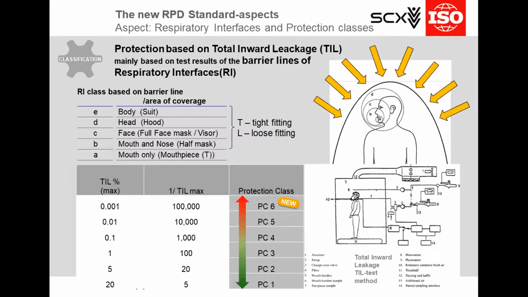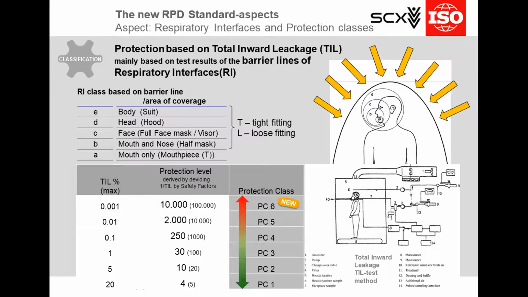The class 6 is new compared to other classes in other standards. It's a total inward leakage of 0.001. That is a factor of 100,000. The ISO approach is not using the direct factor, but ties into the, let's say, uncertainty between the laboratory testing and the real workplace. And so there are factors included to limit those protection levels to 10,000 instead of the 100,000. And that is then in relation more to what we have seen in other standards.